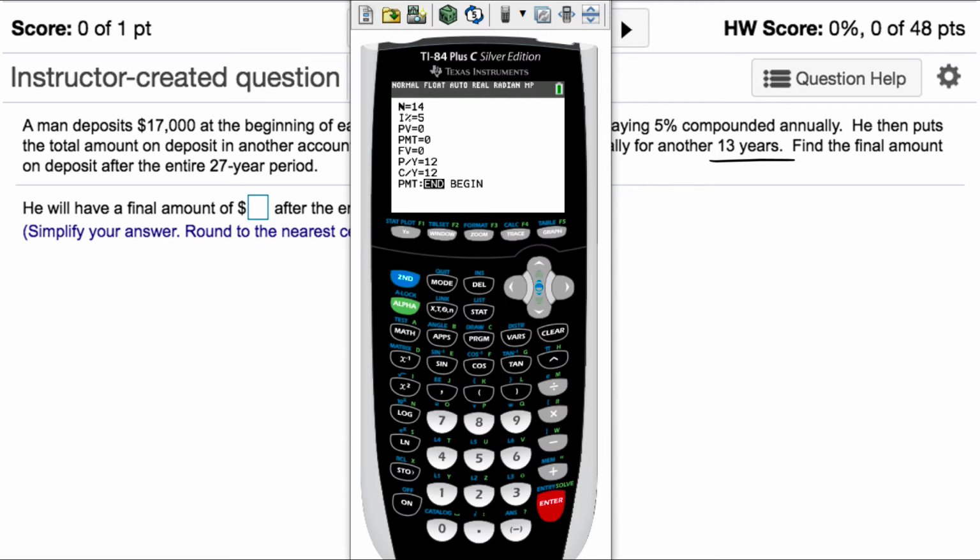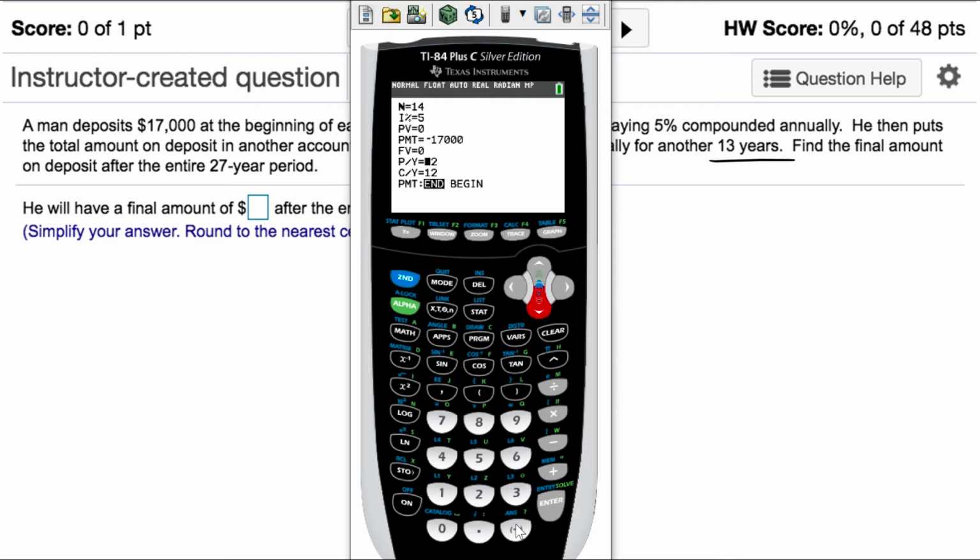Present value, it doesn't say he's starting off with any amount of money, so we'll skip that. Payment is $17,000, so that's negative because he's putting that money in the bank. So that's an investment. Still his money, but he is loaning it to the bank. Future value, that's what we're going to solve for.